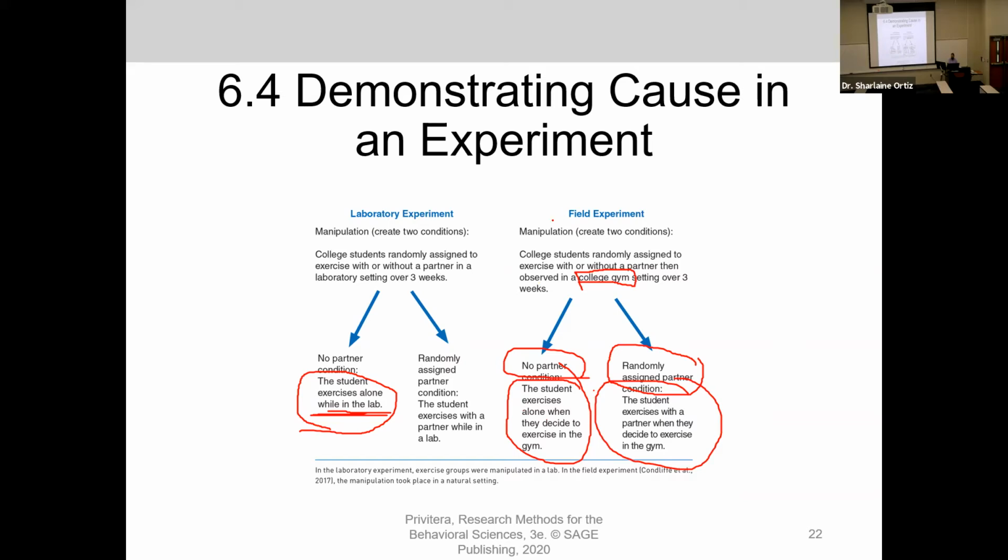So notice that in this condition, I had much less control, but it was occurring in a natural environment, whereas here I have way more control, but it was occurring in an artificial environment. By the way, that's the term that we generally use, artificial versus natural environment. Any questions about that?